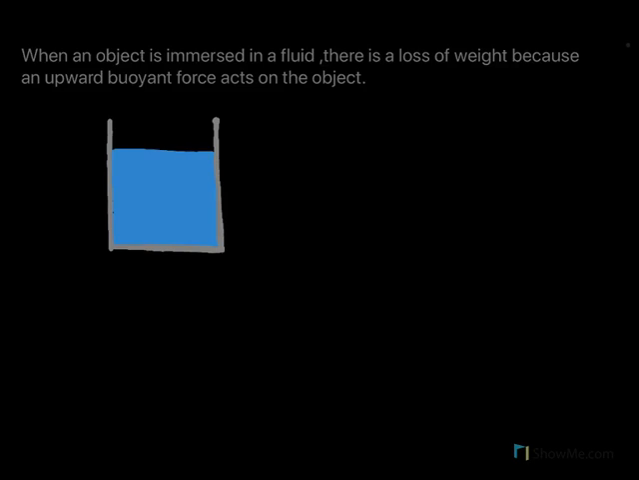When an object is immersed in a fluid, there is a loss of weight, and this is because the object experiences a buoyant force. Here it experiences an upward buoyant force while its weight acts downwards.